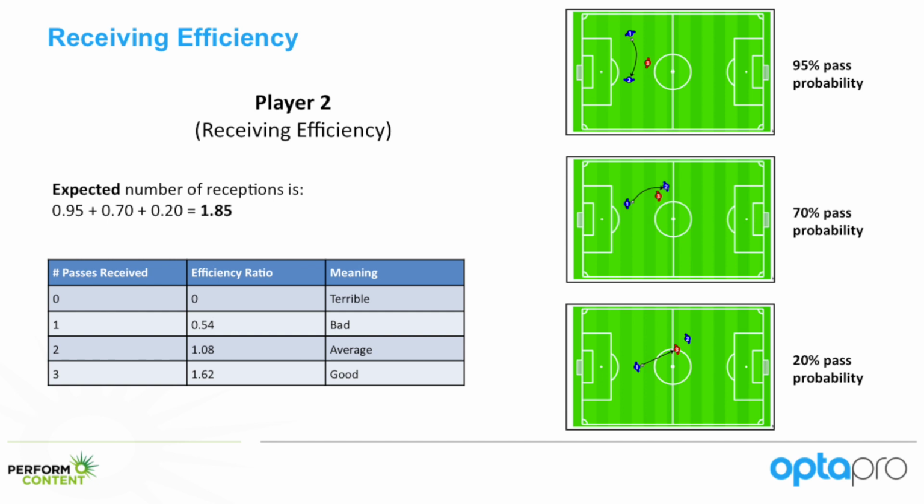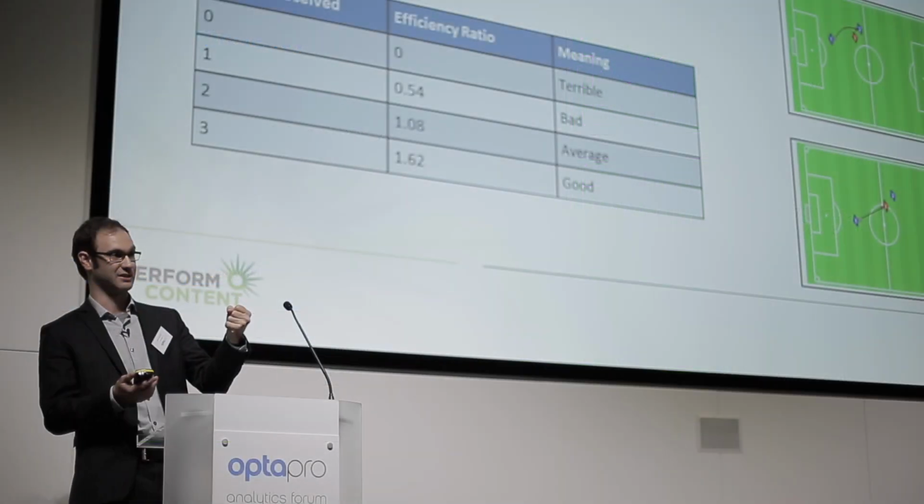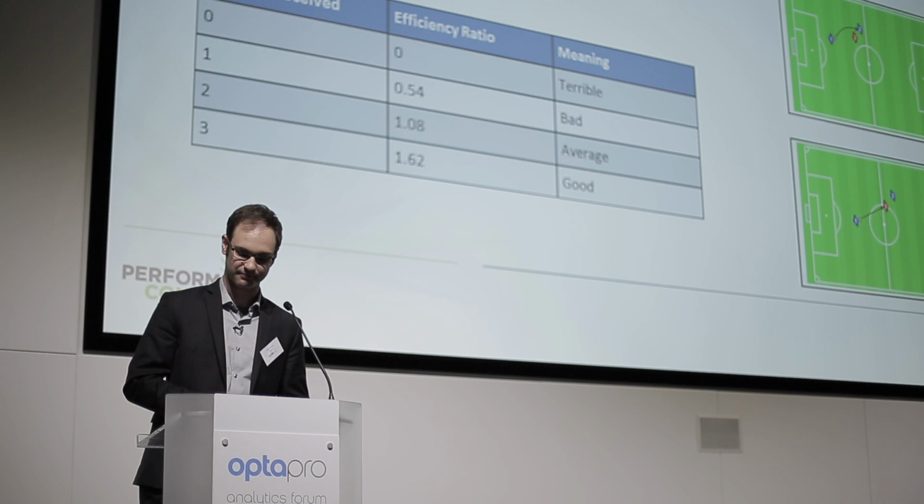And then we can compare that to the actual number of passes he received. So if he doesn't receive any of those, this is a terrible player. If he receives 1, it's below average but low statistics. If he receives 2, that's pretty average. And if he receives 3, that's very good, because it means he pulled a rabbit out of his hat on that last one that should have been intercepted.